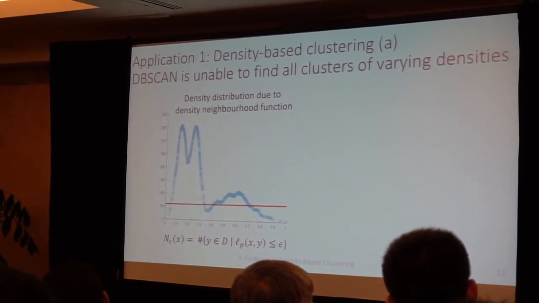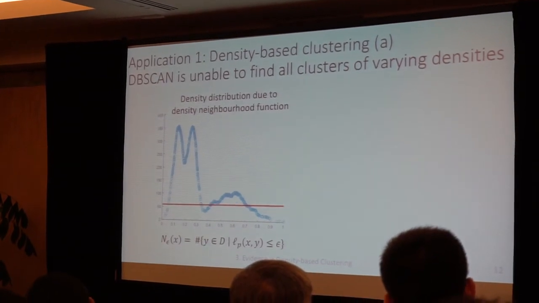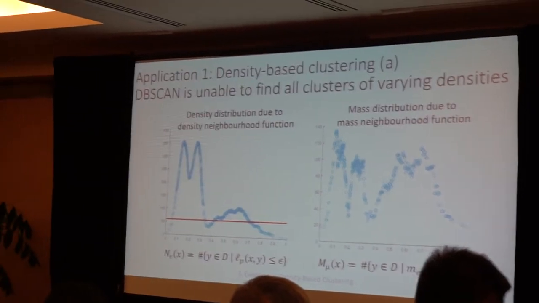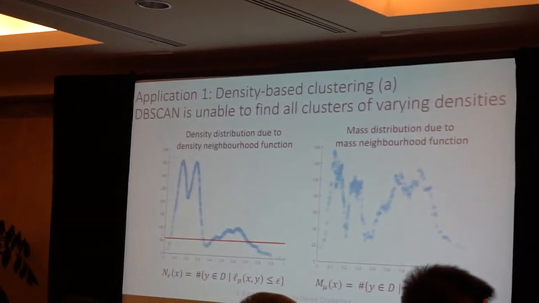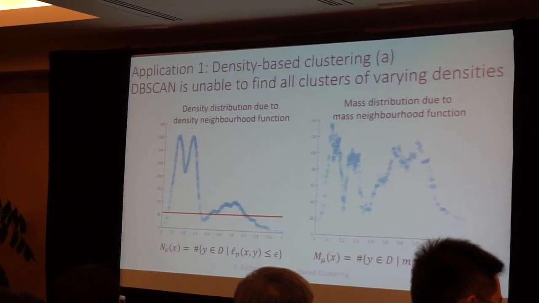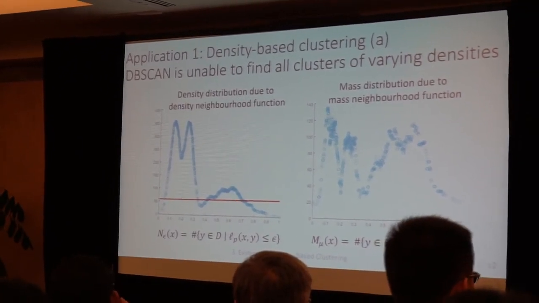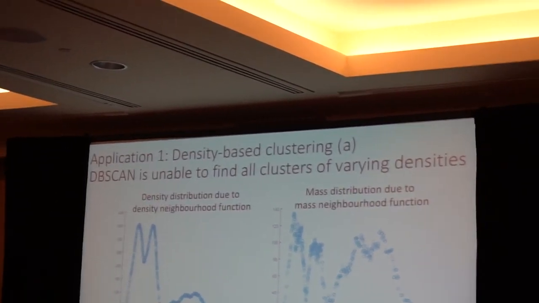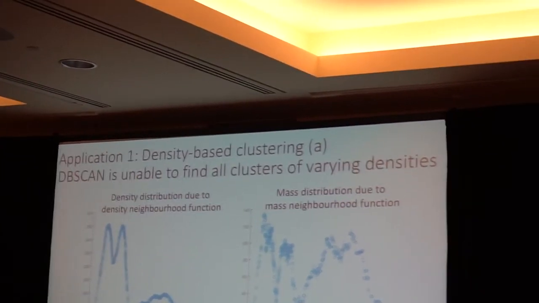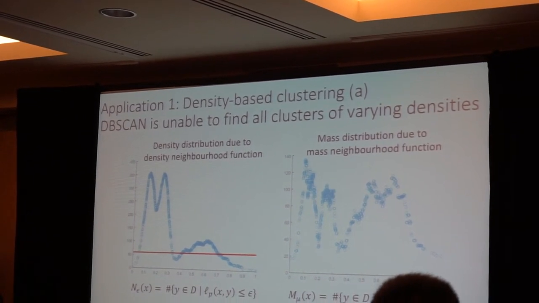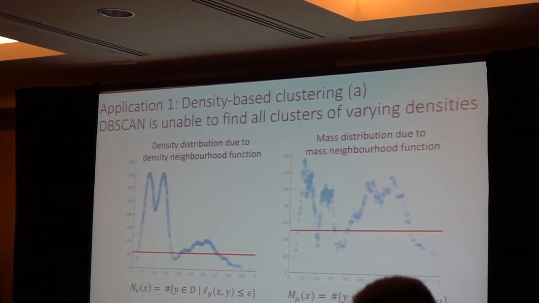Now, all you need to do here is change the distance measure to the mass measure. Okay, so now you use exactly the same data. What you get on the right-hand side is the mass distribution. As you can see here, the mass distribution has 3 clusters, in which you can actually use a global threshold to identify all clusters easily.